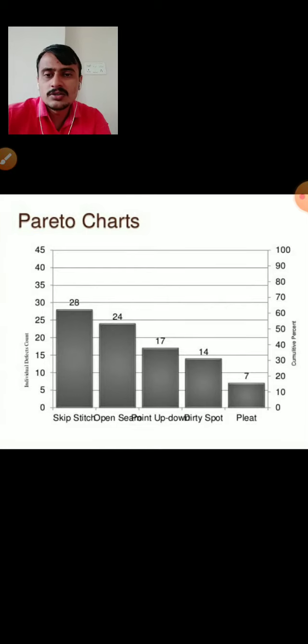Here see the Pareto chart. The horizontal axis shows the different individual defects, the vertical axis on the left-hand side shows the individual defect count, and on the right-hand side the vertical axis shows the cumulative percentage.